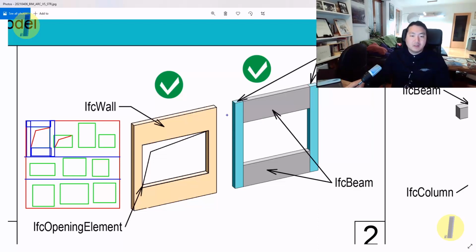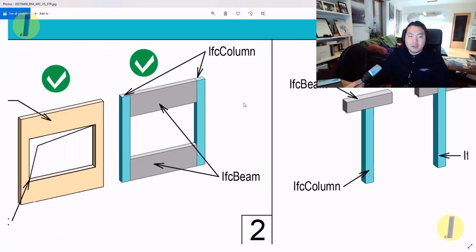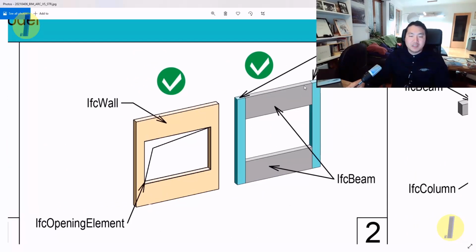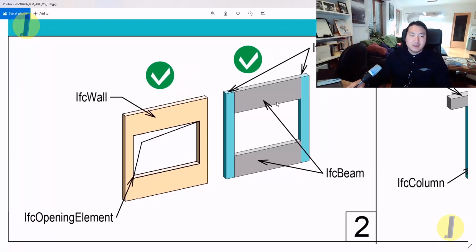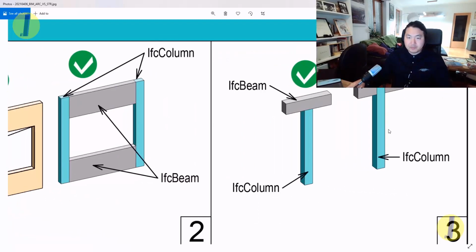But again, the important point here is that the key to success in your BIM workflow is communication, especially between architect and structural engineer on these points. Let's move on to another example. Anyway, both ways are not wrong. They are both correct. It's a matter of how you communicate with the structural engineer.